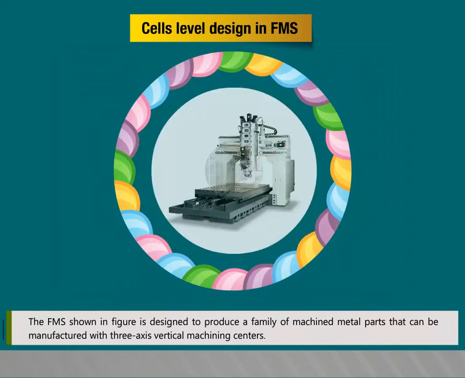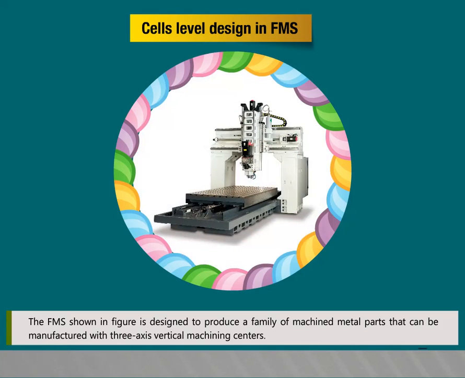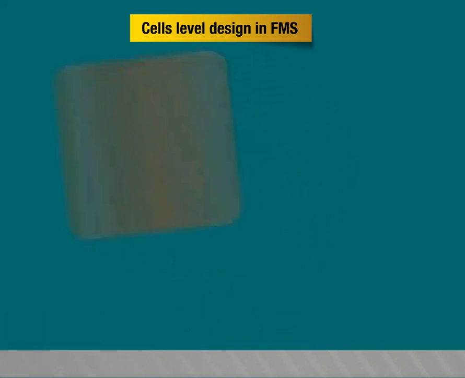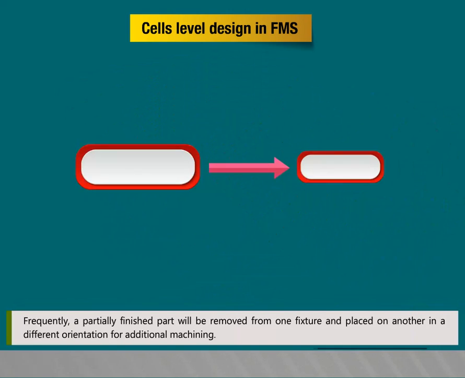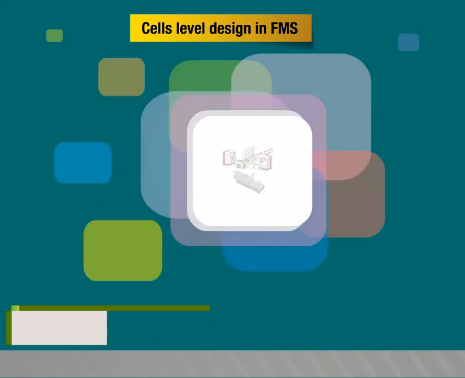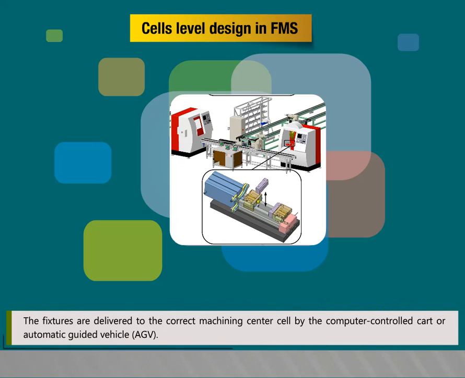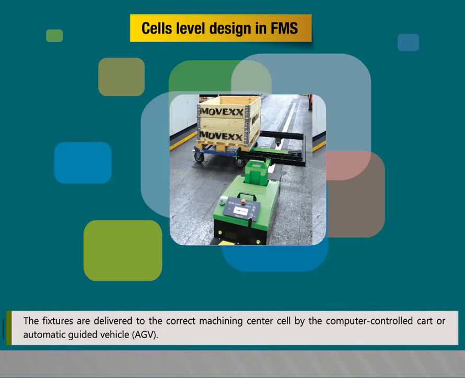The FMS shown in the figure is designed to produce a family of machined metal parts that can be manufactured with 3-axis vertical machining centers. 5 machining centers are required to meet the production demands. Frequently, a partially finished part will be removed from one fixture and placed on another in a different orientation for additional machining. The fixtures are delivered to the correct machining center cell by the computer-controlled cart or automatic guided vehicle, that is AGV.